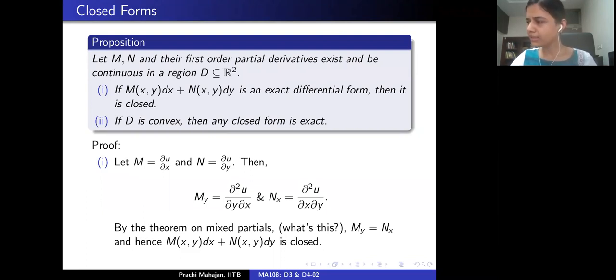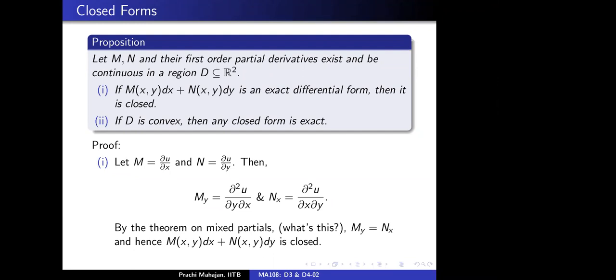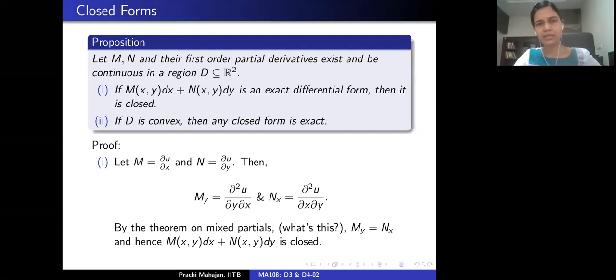Is this okay with everybody present here? This proof? Yes, ma'am. Okay, excellent. So let's look at the second part. The first part showed that every exact form is closed, but a closed form need not be exact. And the second thing is that if you throw in this convexity assumption on this region D, then it so turns out that every closed form is exact. Now, what is so special about convexity? We will see in a bit.